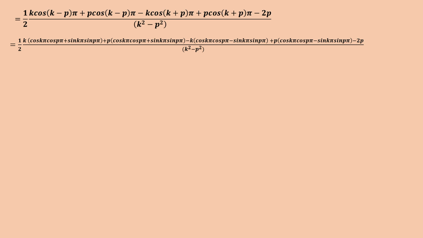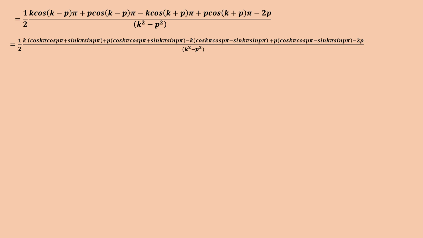We are using the cos(a minus b) formula, right? Cos(a minus b) is cos a cos b plus sin a sin b. Here a is k pi and b is p pi. Using that formula, cos k pi cos p pi plus sin k pi sin p pi is the first one. Similarly for the second one, p into cos k pi cos p pi plus sin k pi sin p pi. Then cos(a plus b) is equal to cos a cos b minus sin a sin b. So similarly here, a is equal to k pi and b is equal to p pi.